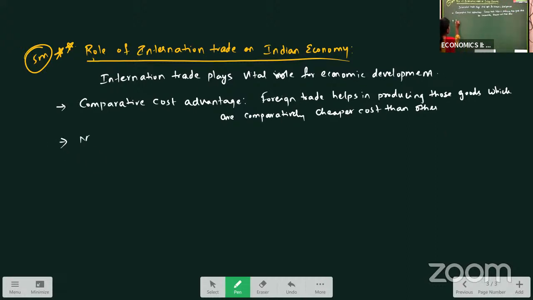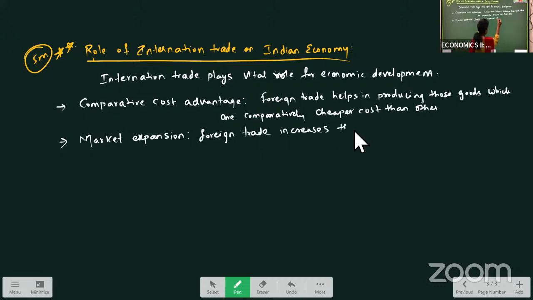Second importance is market expansion. Foreign trade increases the scope of market because of domestic demand and foreign demand.